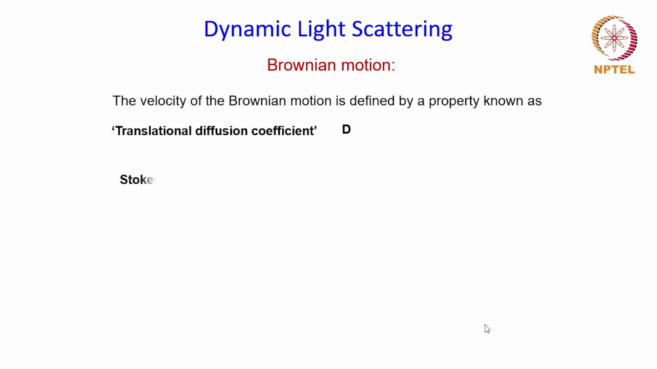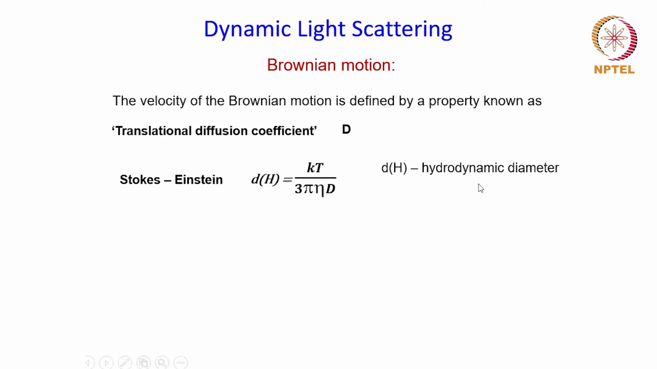And D is related to the size of the particles by the Stokes-Einstein equation, which is given as follows, wherein d_H is the hydrodynamic diameter. So here the particle size is defined by this hydrodynamic diameter, and I'll come to that in a moment.